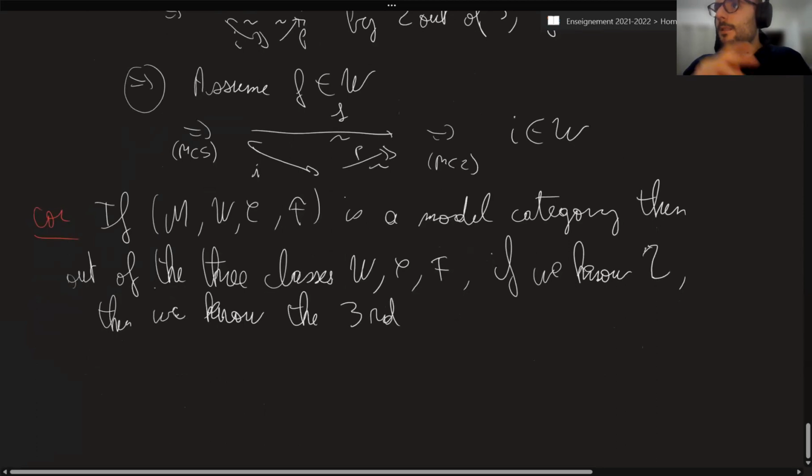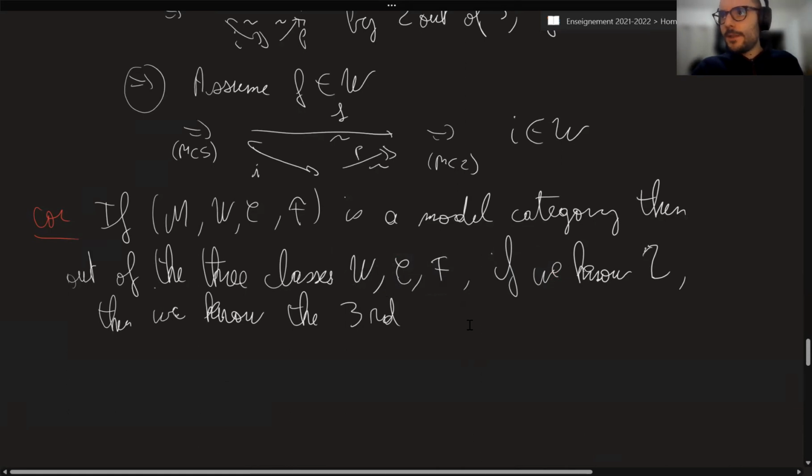So what do I mean by that? I mean that, okay, if you want to define a model category, you only need to give 2 classes out of the 3. You can either say, I know cofibrations and weak equivalences, and therefore I will know fibrations. Or you can say, I know weak equivalences and fibrations, and therefore I will know cofibrations. Or this one is less common, but still possible: you know cofibrations and fibrations, and weak equivalences will be uniquely determined.